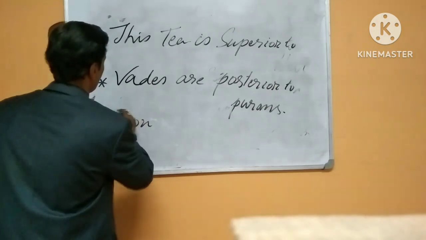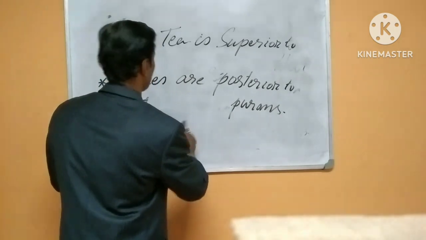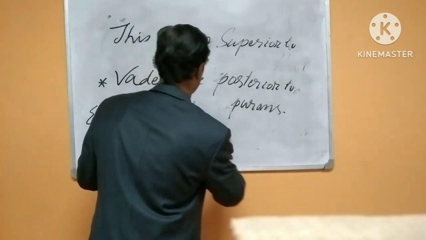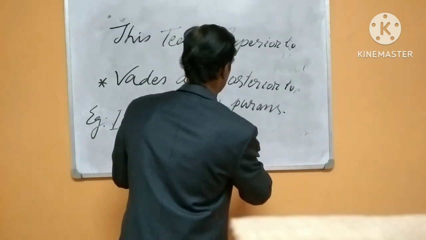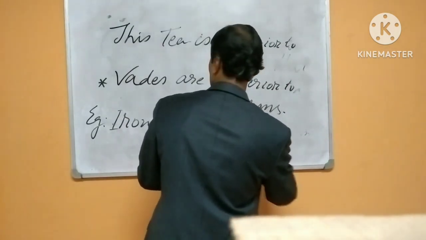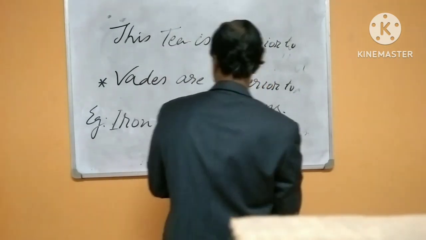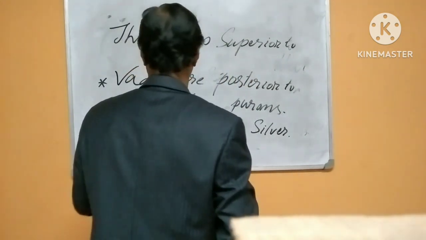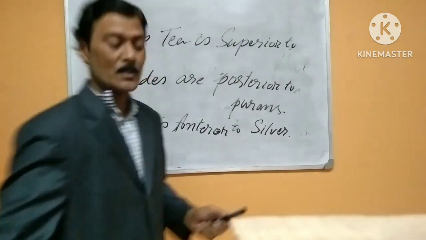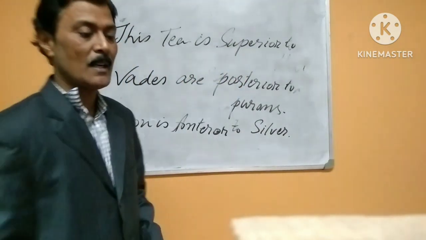Next one. Iron is anterior to silver. Or iron is posterior, iron is anterior to silver, or lead also, maybe you can say. Okay, so let's sum up in a nutshell.